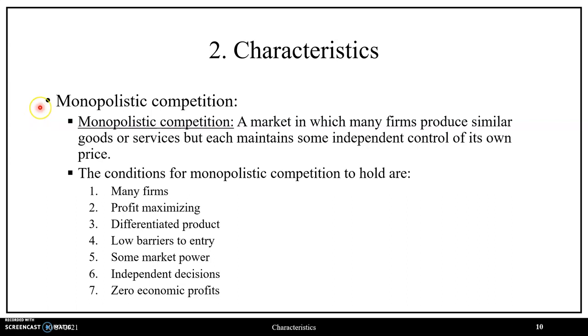So with that in mind, let us now turn our attention to defining monopolistic competition, where monopolistic competition is going to be defined as a market in which many firms produce similar goods or services, but each maintain some independent control of its price, where the conditions for this market structure to hold are going to be many firms operating in the space whom are profit maximizers selling a differentiated product in which low barriers to entry exist. Some market power is available to these firms. They are independent decision makers, and zero economic profits are expected in the long run.